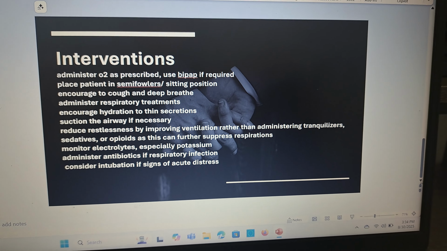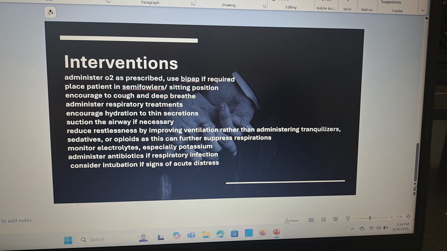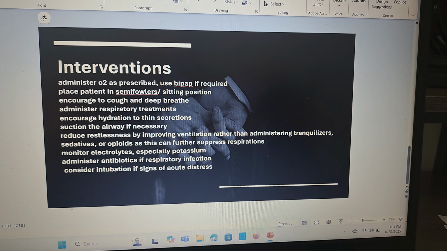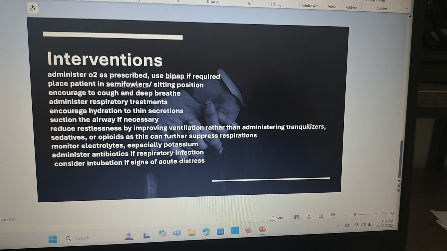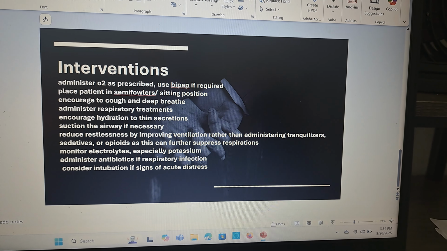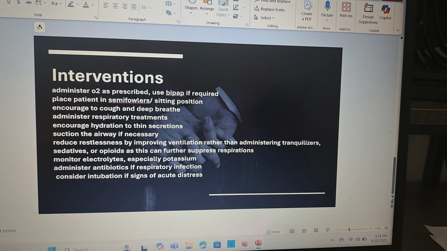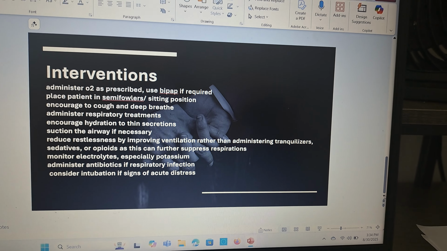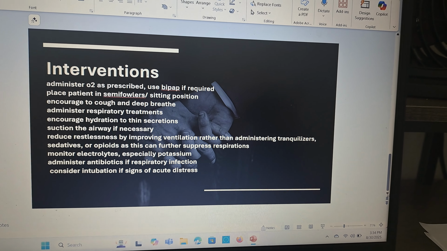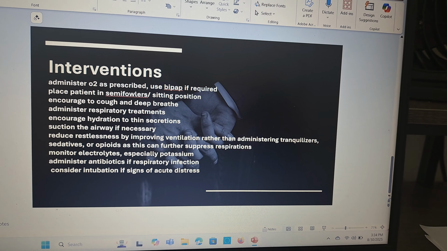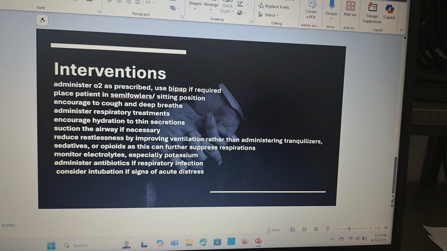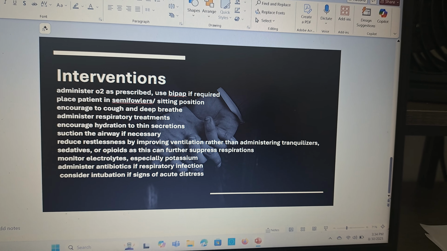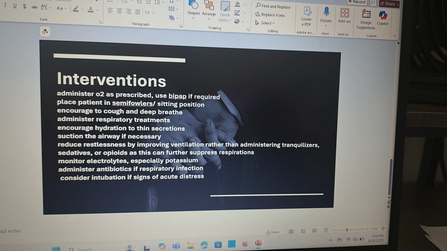Most of the time, if there is any respiratory distress, the patients will be restless. Always reduce the restlessness by improving the ventilation, but never administer any tranquilizers or sedatives or opioids, because this can further suppress the respirations and complicate the condition. Monitor electrolytes, especially potassium, because there can be chances of hyperkalemia that can lead to dysrhythmias. And if there is any infection, administer antibiotics. So these are some of the interventions that you can do for patients with respiratory acidosis.